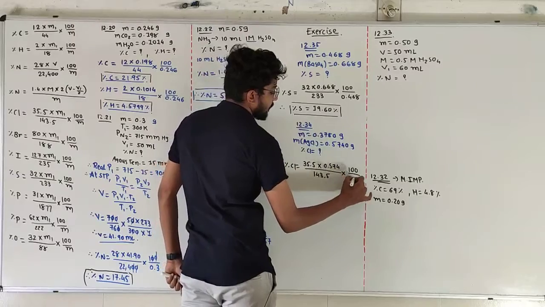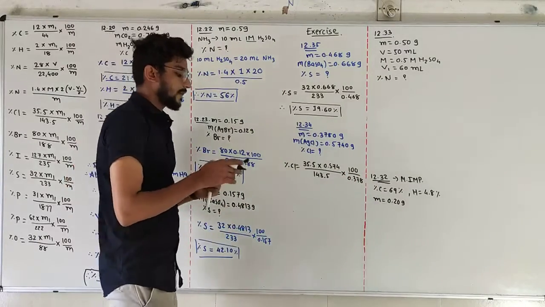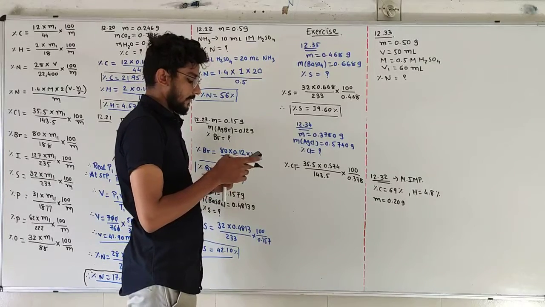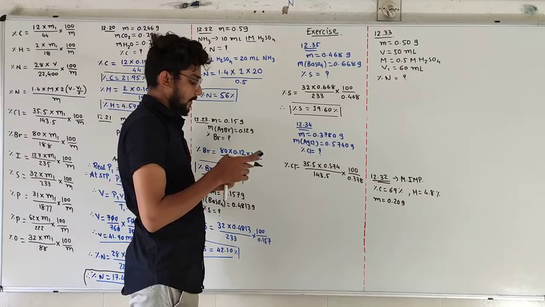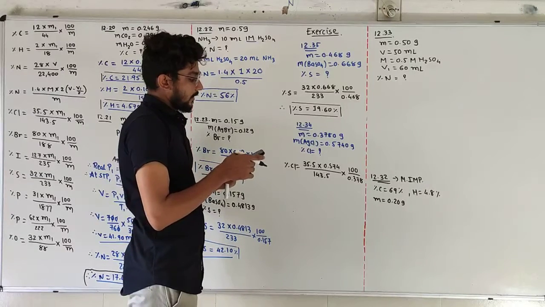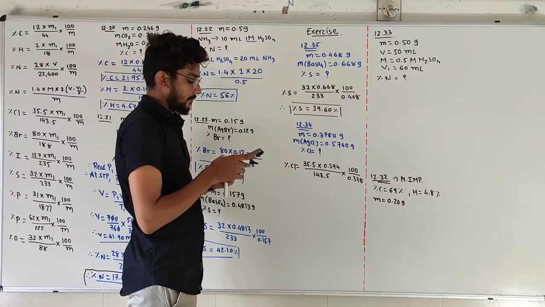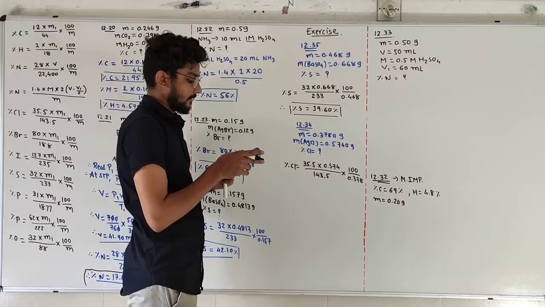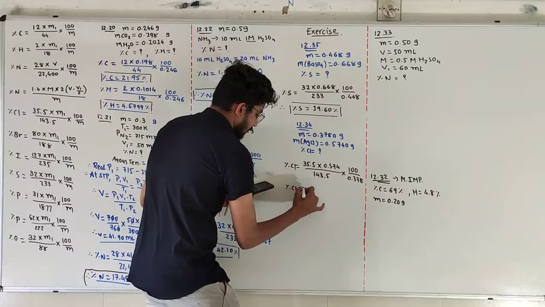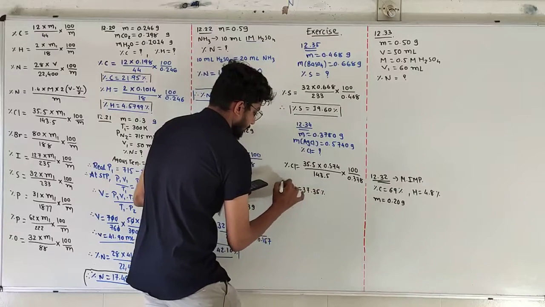Value of the M is 0.378. So let's use the calculator. 35.5 into 0.574 into 100, divided by 143.5, and again divided by 0.378. So the percentage of chlorine becomes 37.35%.